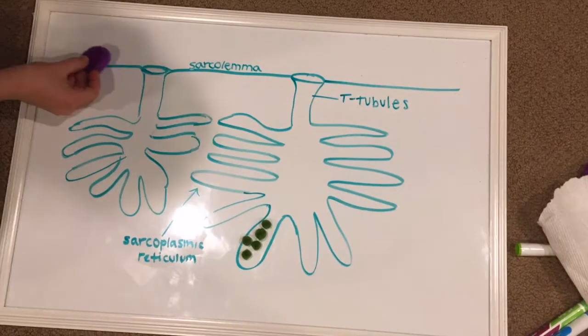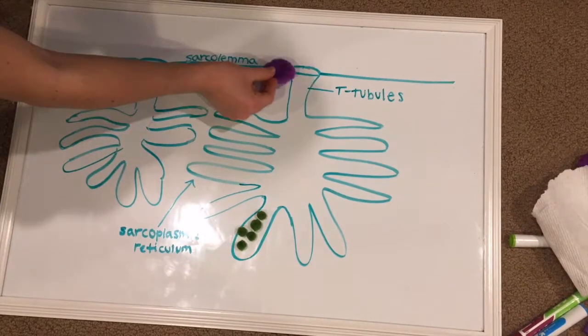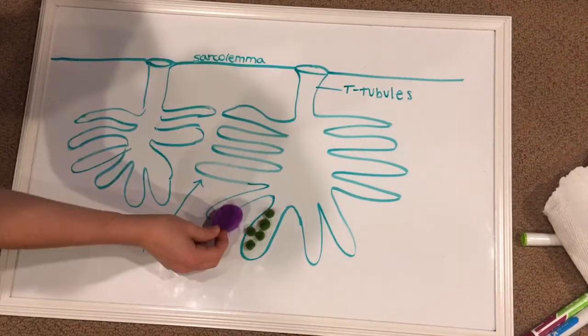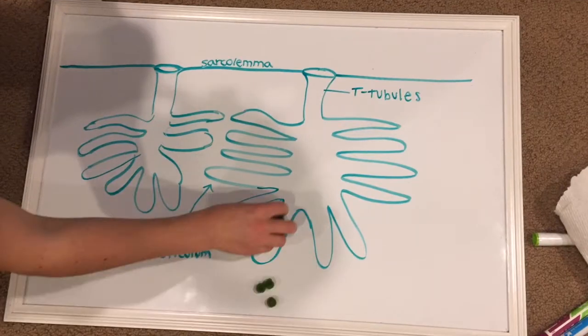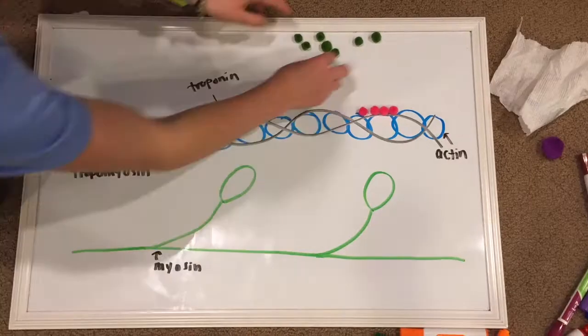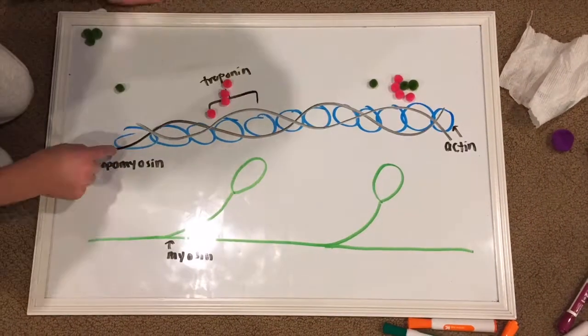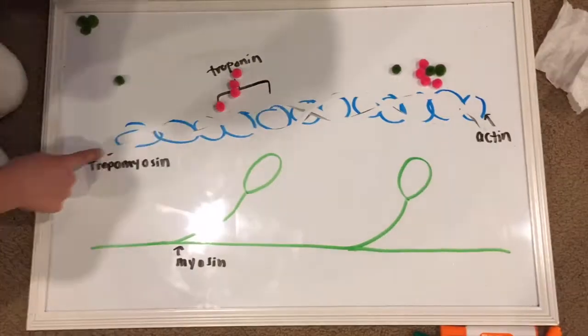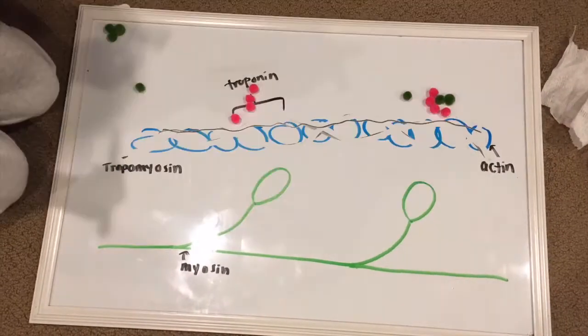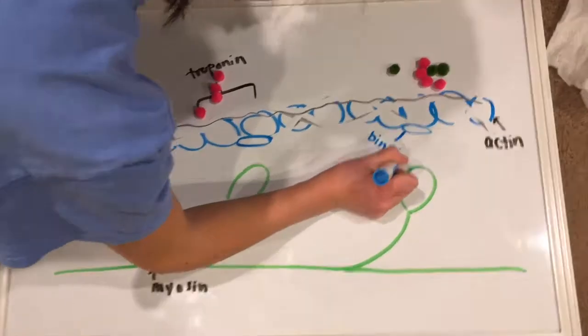The action potential is sent along the sarcolemma, down the T-tubules, and throughout the sarcoplasmic reticulum. This causes the release of calcium ions at the end of the sarcoplasmic reticulum. The calcium then binds to the troponin myofilament. This causes the troponin to change shape, which rotates the tropomyosin myofilament. This reveals the binding sites for the myosin heads.